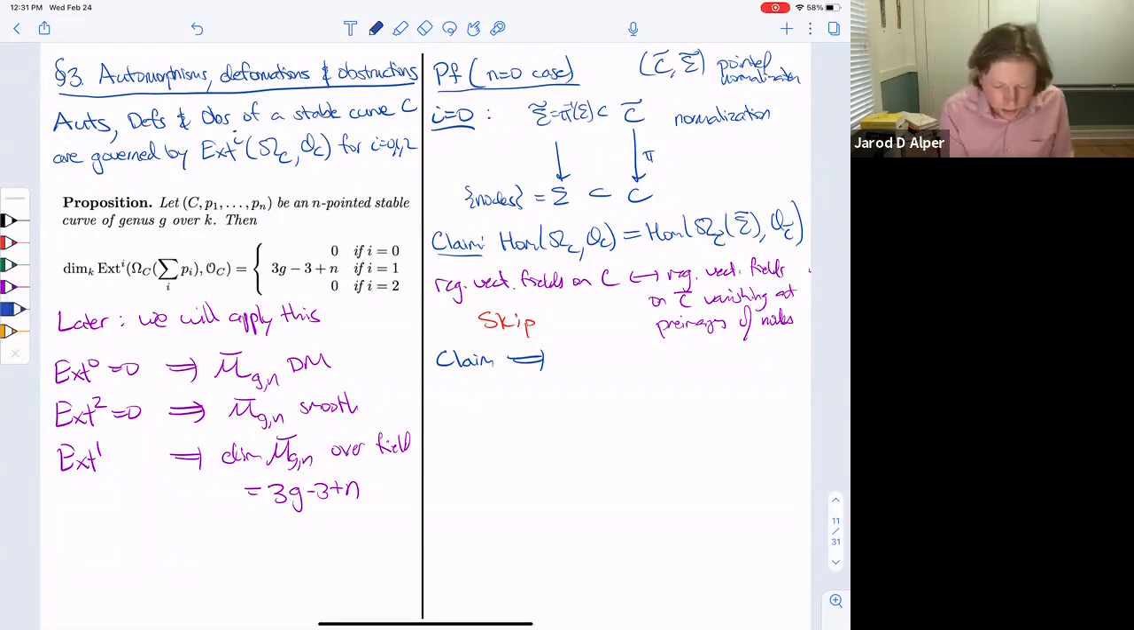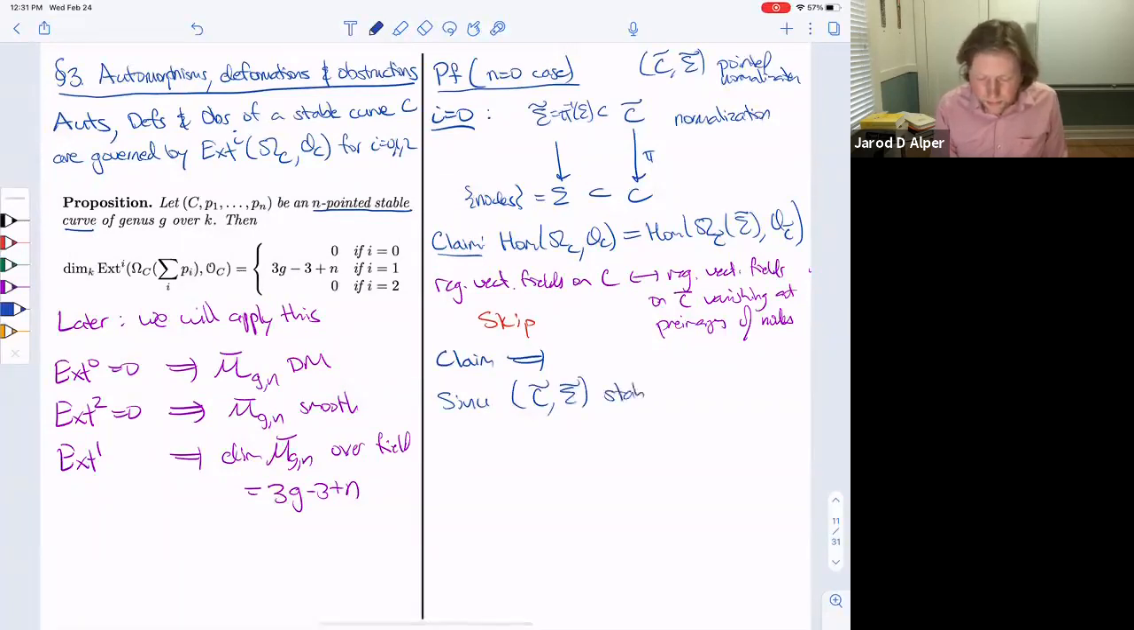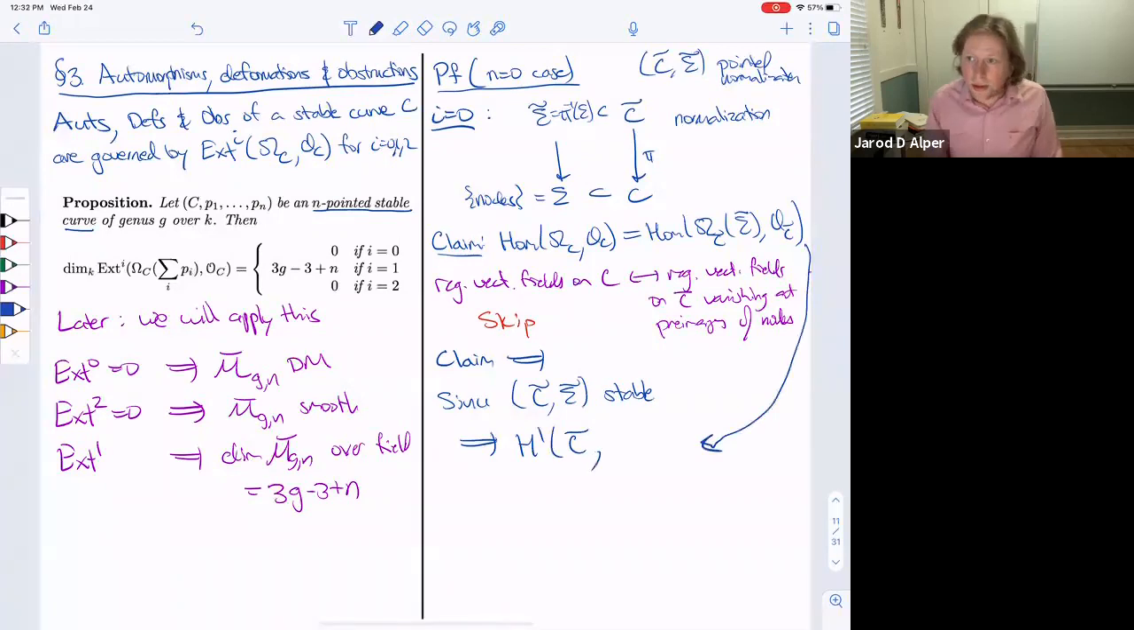One of the critical hypotheses here is that we're starting with an n-pointed stable curve. And by that exercise, we know that the pointed normalization is also stable, or each connected component is stable. And this implies that there's an identification of this group here with what I'm writing here, H1.